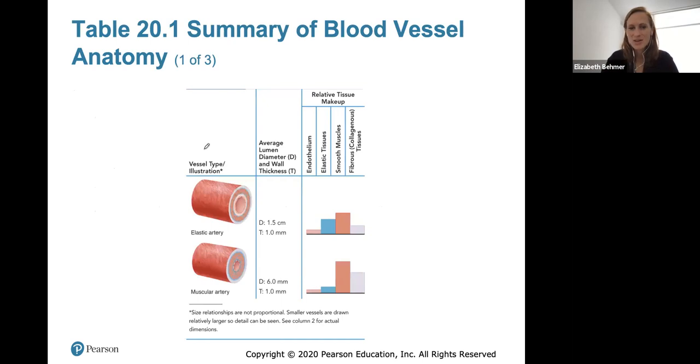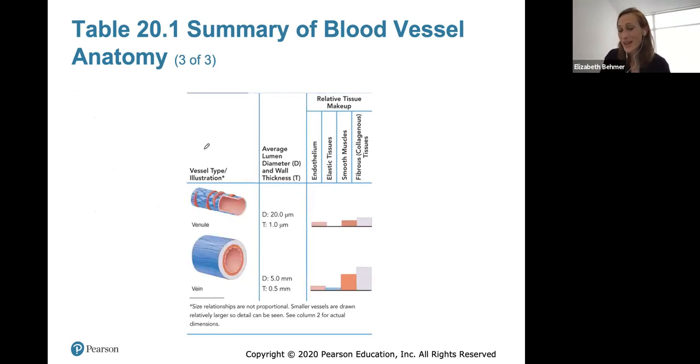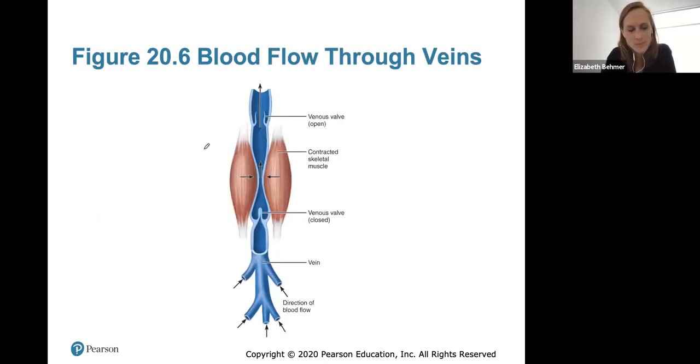You can see them here, the average thickness of their walls. And again, I do not ask you, I think, any questions about this, but I'm going to talk a little bit about the heart when we get there some more. The valves in some veins just prevent backflow to return blood to the heart. And the skeletal muscle pump is when your muscles press against your thin-walled vein to kind of squeeze the blood up to the heart too. So here's your skeletal muscle pump helping get blood back to the heart.